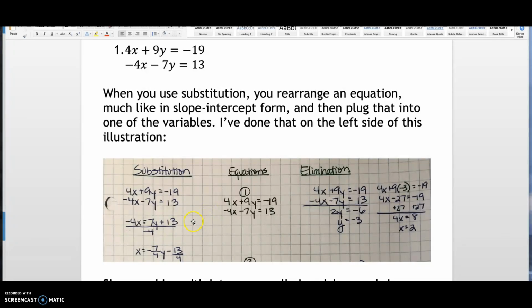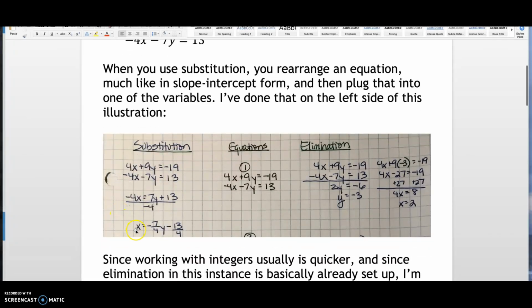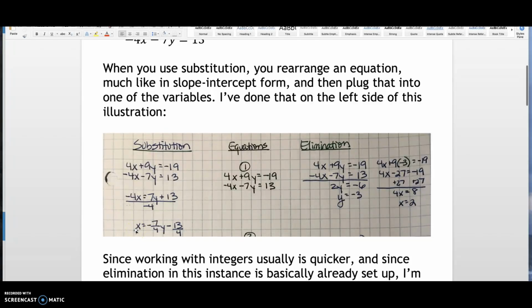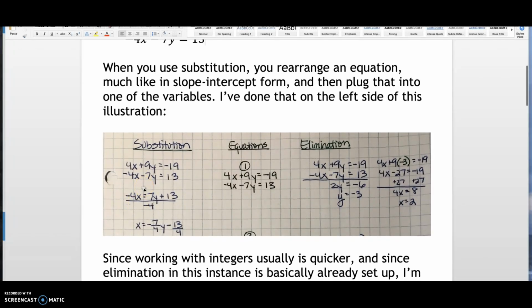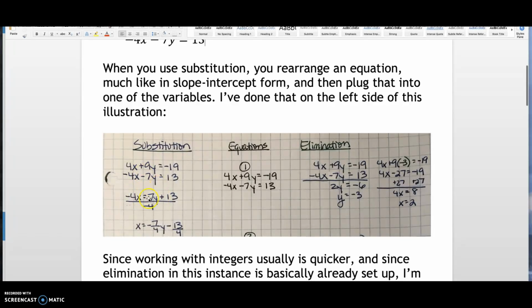So to substitute, what I'm going to do is rearrange one of the equations so that one variable is on one side. In this example, I chose x to be on the same side. It would work the same way when you rearrange it for slope-intercept, except this time I chose a different variable. So when I did that, I took the bottom one, and I could have used the top, but I chose the bottom, and it says -4x equals 7y plus 13. It became positive because this moved over to the other side of equal.